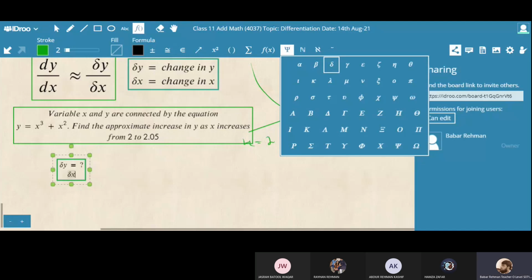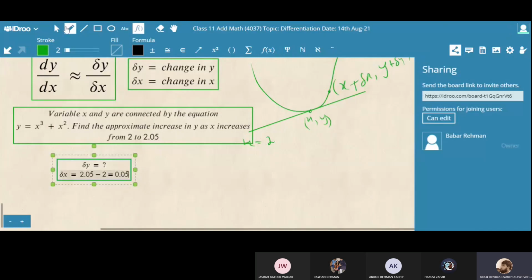Change in x is equal to what? If you subtract 2.05 minus 2, you will get 0.05. So now this is given to us, and now we have to apply the formula to solve the problem.